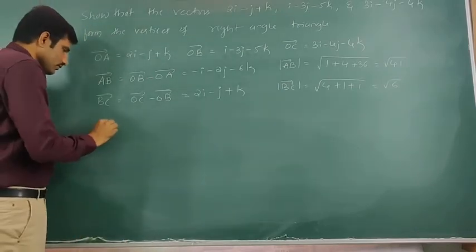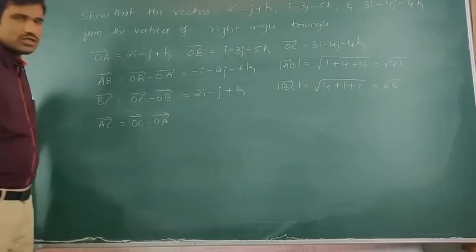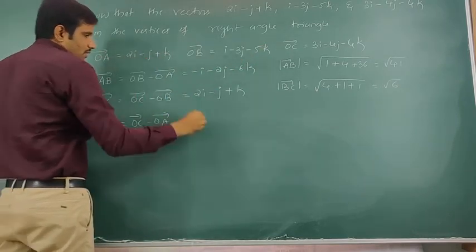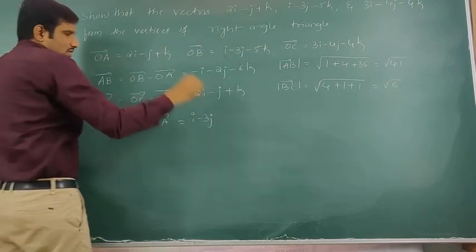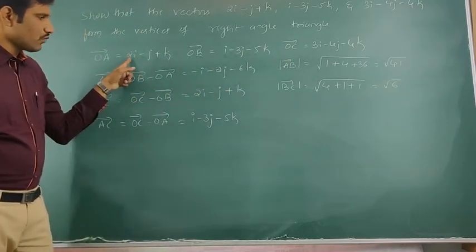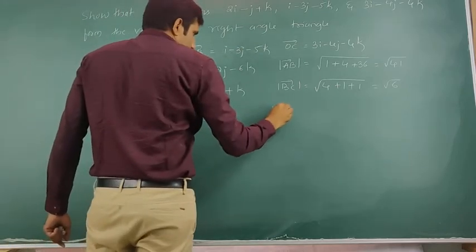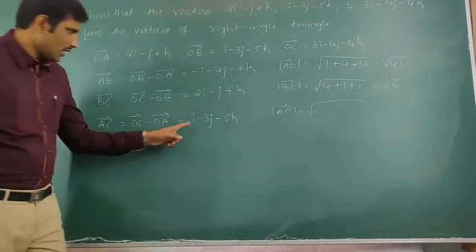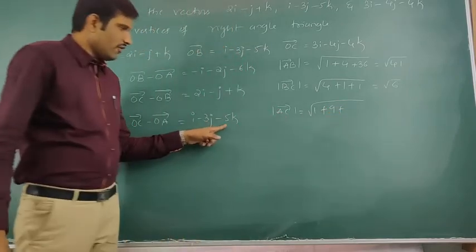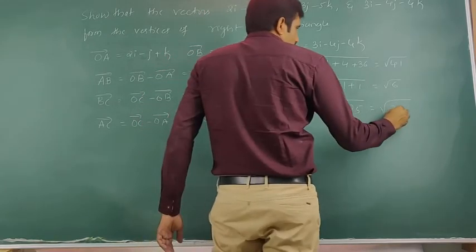Then find vector AC. It is OC minus OA. 3i minus 2i is i, minus 4j plus j is minus 3j, and minus 4k minus k is minus 5k. Then the magnitude of AC is root of i coefficient 1 square is 1, plus j coefficient minus 3 square is 9, plus k coefficient minus 5 square is 25. That is root of 35.